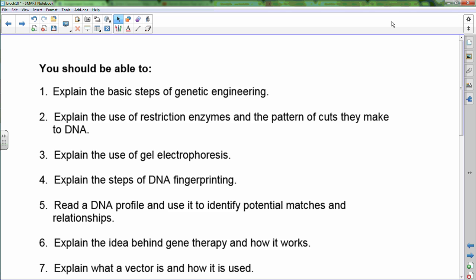So genetic engineering is one place where the use of restriction enzymes is important, because we have to use them to both cut the DNA, the gene out that we want, and also cut the DNA to have a place to put the gene back in. What's another place that we use restriction enzymes? Another instance that we talked about. Anybody?